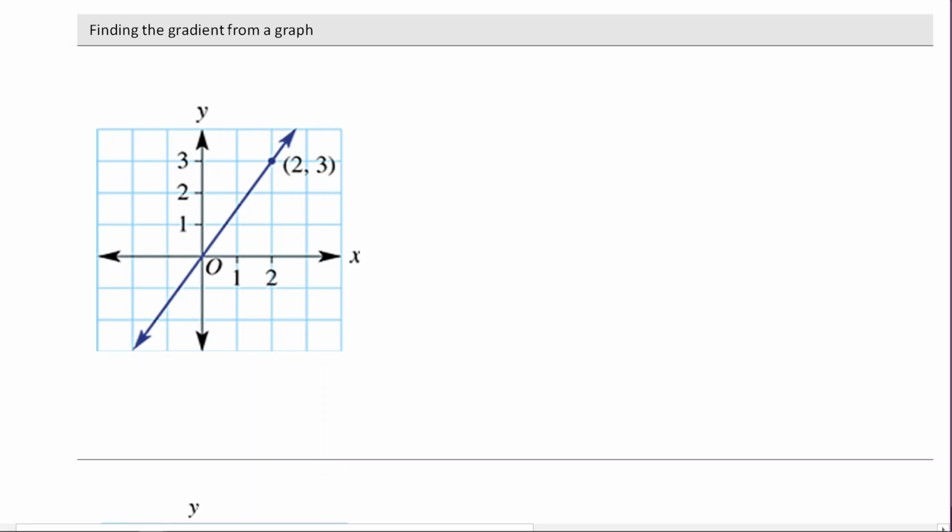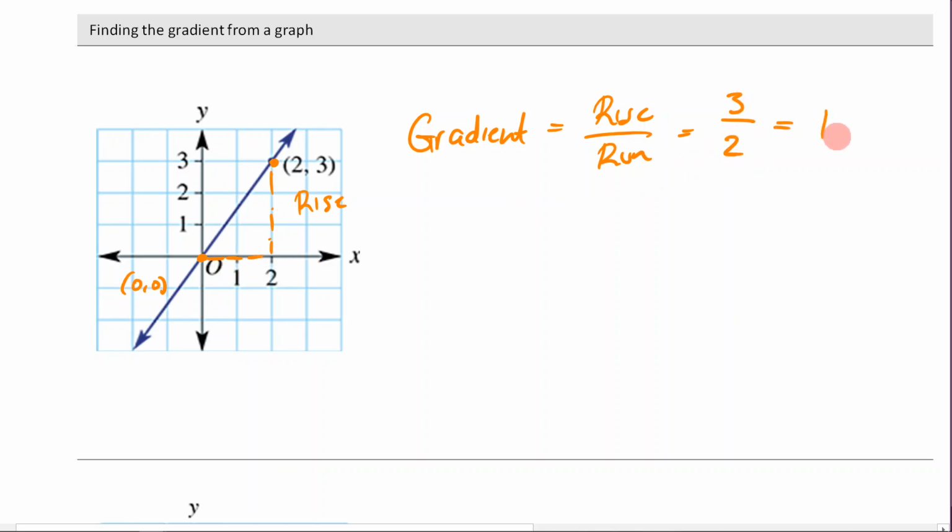All right, so how did you go? I'm going to take this point, 0, 0, and this point here, and figure out what the rise and run is going to be. So my gradient is the rise over the run. My rise here is 1, 2, 3, and my run here is 1, 2. So my answer is going to be 3 on 2. I could write it as 1.5. Nice and easy. That's all you're doing there. Nothing too crazy. Let's move on to the next one.